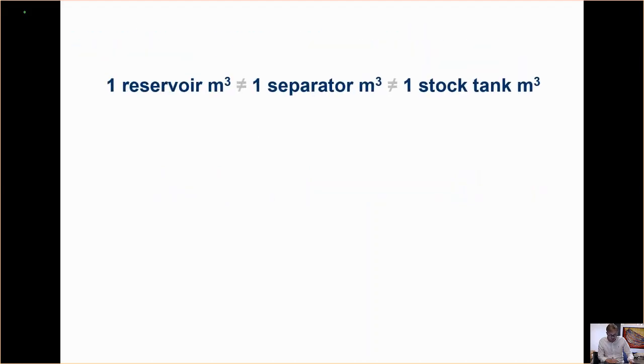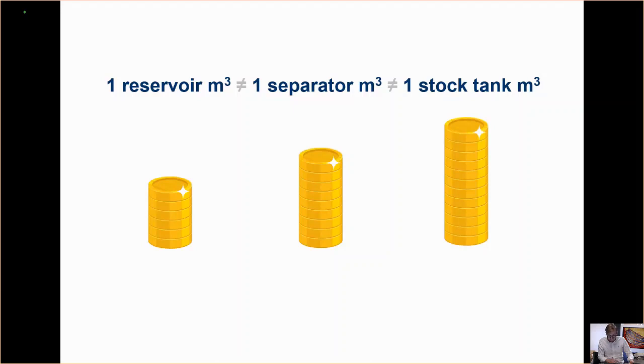A good example of that is to look at, for instance, 1 reservoir cubic meter and a separator cubic meter and a stock tank cubic meter of oil. In terms of volumetrics they are the same, but in terms of value definitely not the same, in what it contains compositionally. And many times the value of these different entities is related to what we get paid at surface, and we'll touch more upon this later in the course as well.